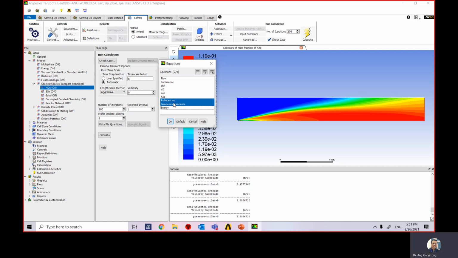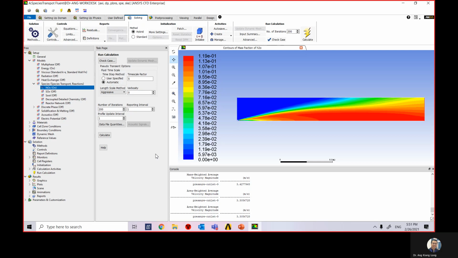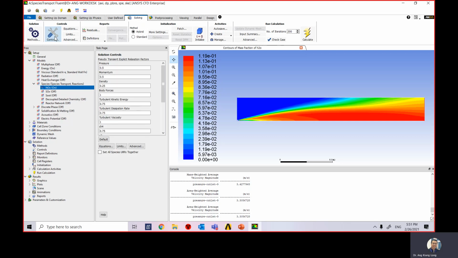So in this case, only the NO equation will be computed if you only select this one. Right, then click OK. Then after that, we go to solving, control, or you can go to solution, control, you'll still reach the same page. In this case, we go to the relaxation factor page, then advanced.